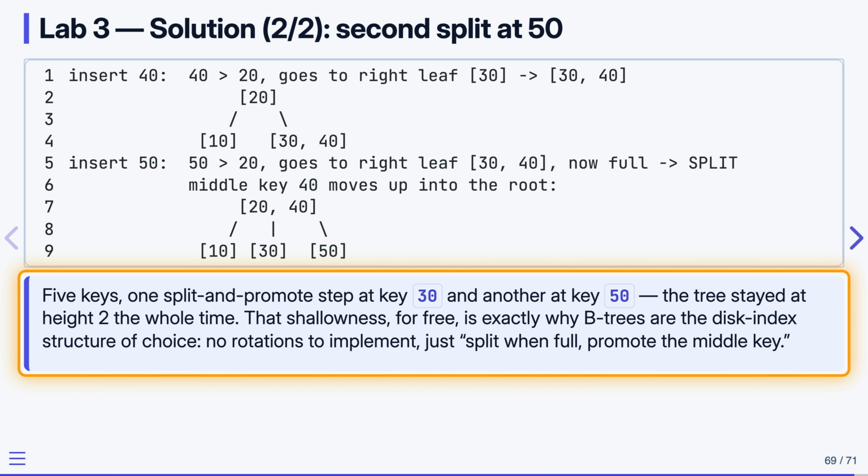Here is the key idea. 5 keys, one split and promote at 30 and another at 50, and the tree stayed at height 2 the whole time. That shallowness for free is exactly why B-trees are the disk index structure of choice. There are no rotations to implement. Just split when full and promote the middle key.